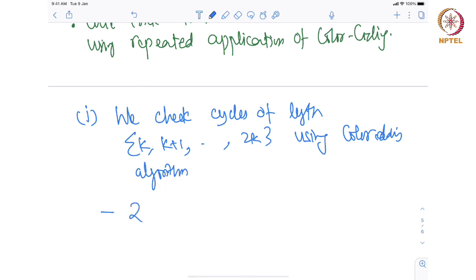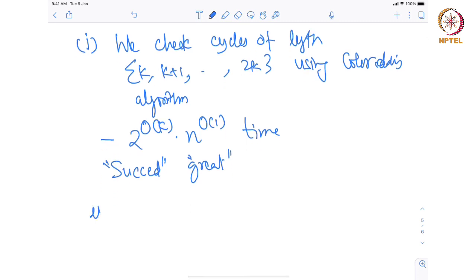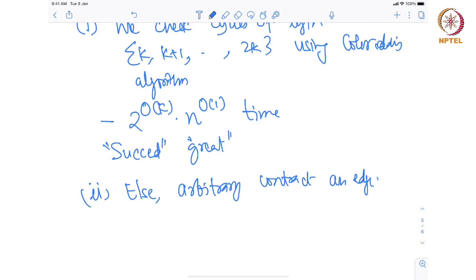And this is going to take you some 2 to the power big O of k, n to the power big O of 1 time. Okay? Done. So, if you succeed, great. Else, what do you do? Arbitrarily contract an edge. Okay. So, you pick an edge and contract.